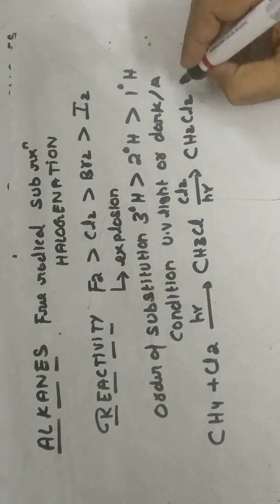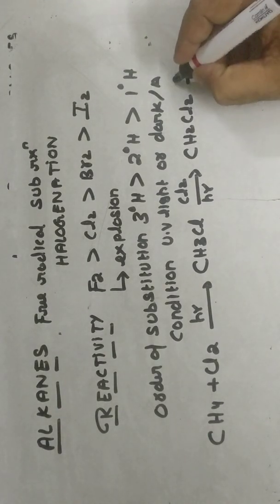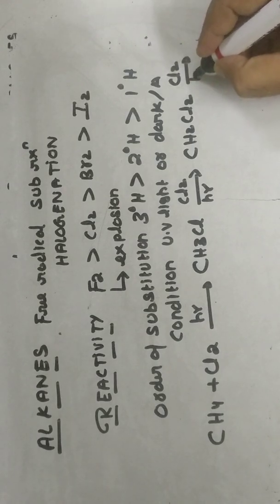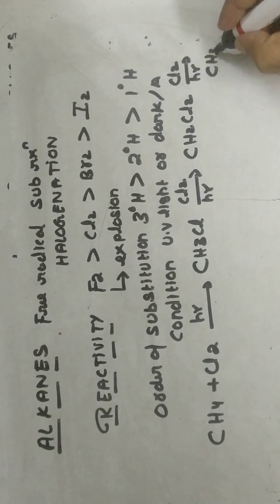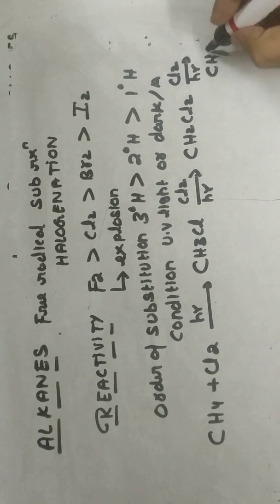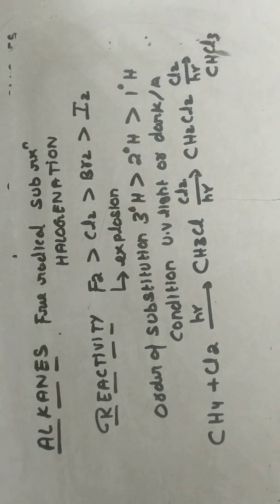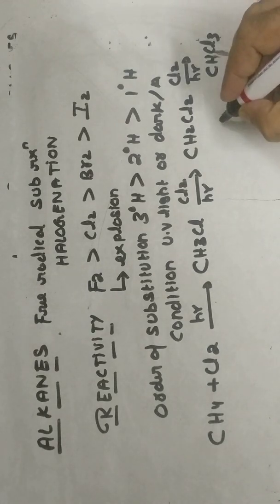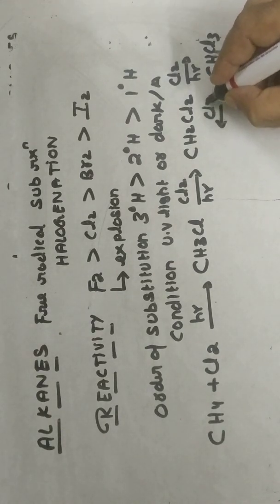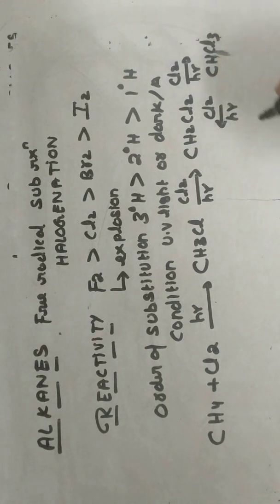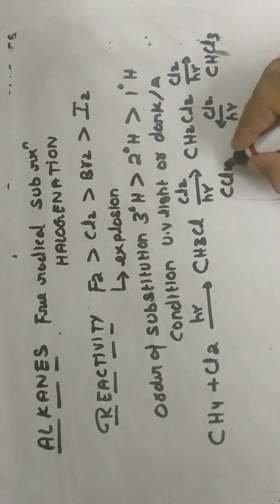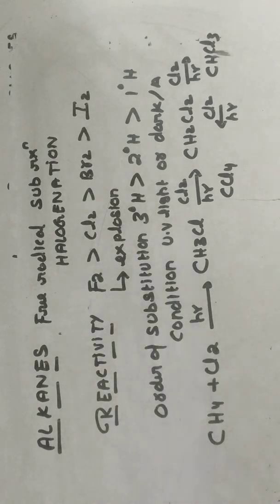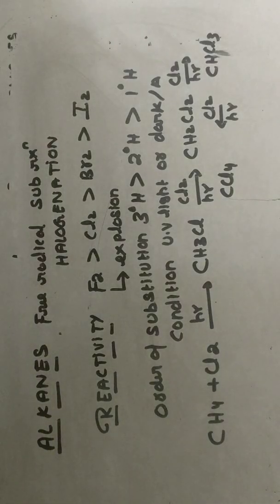Since it has 2 hydrogens, you can react further. React with 1 more mole of chlorine in the presence of sunlight. You're going to get the compound CHCl3, called chloroform, trichloromethane. You react it with 1 more chlorine. So one by one, all the hydrogens can be substituted, and finally you get carbon tetrachloride. Now the reaction will stop because there is no hydrogen left that can be replaced by the halogen.